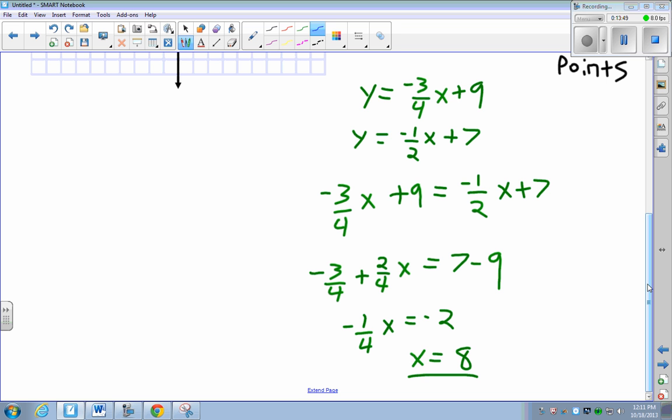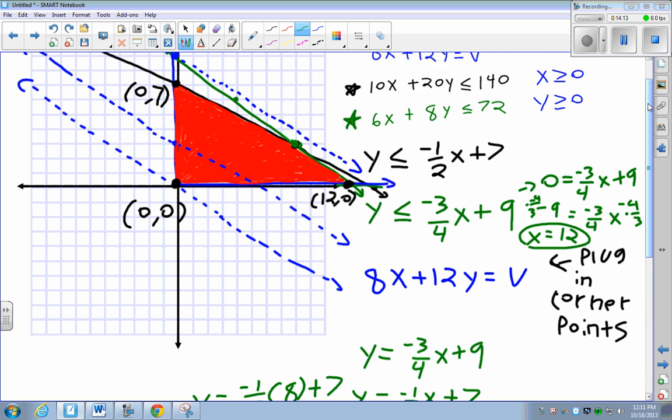Okay, we want to figure out our y now, right? So let's go ahead and put 8 in for x here. And so we'll get y is equal to -1/2 times 8 plus 7. And so when we do that, we'll get that y is equal to 3. Okay, so we got another point, 8, 3.